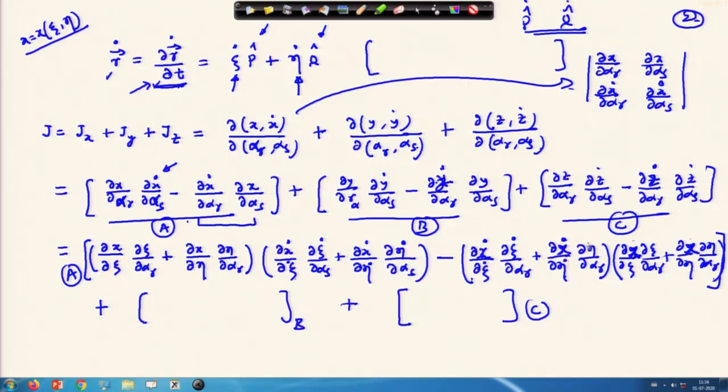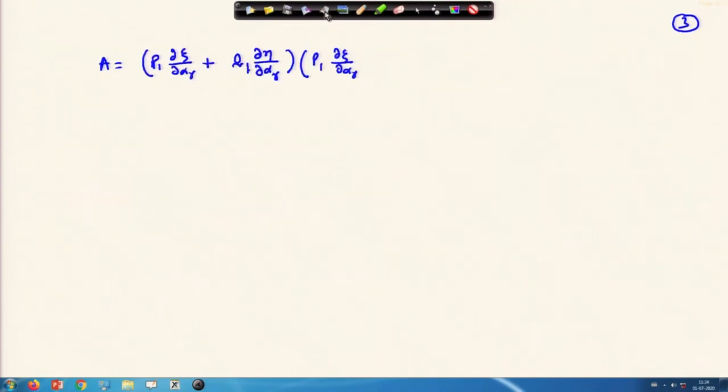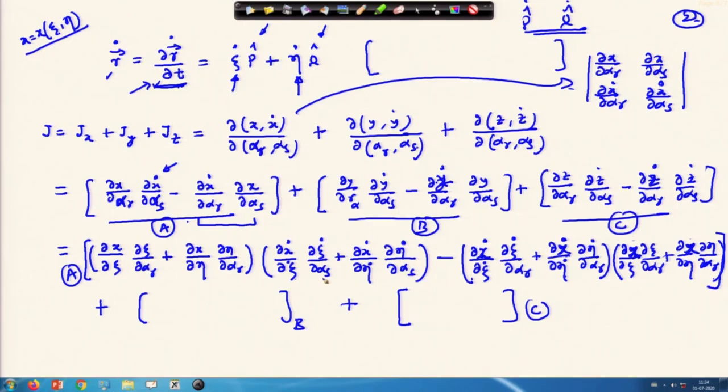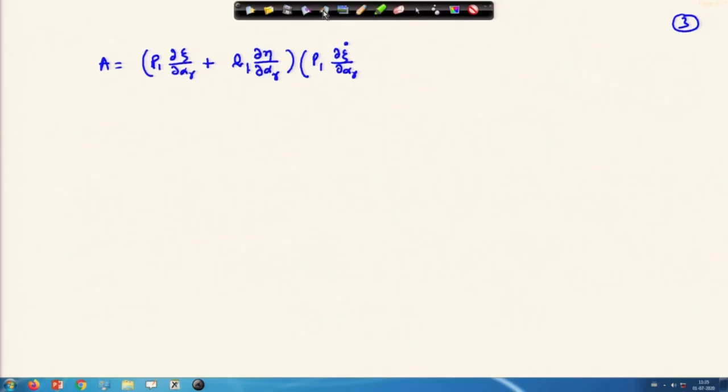Similarly, in this part also the dot is present and this part is okay. So, with this we have dou x dot by dou xi dot, which is the same thing as p 1. This we have already written, and this is dou xi dot by dou alpha s. Other part is here with respect to alpha s, so this is alpha s, not alpha r.